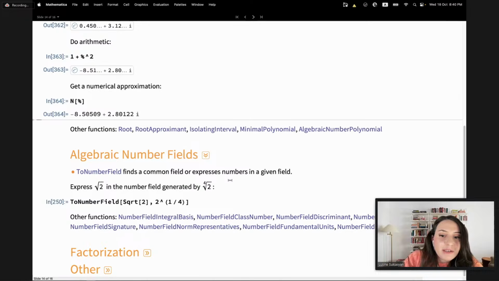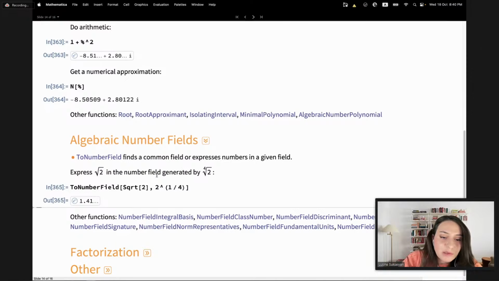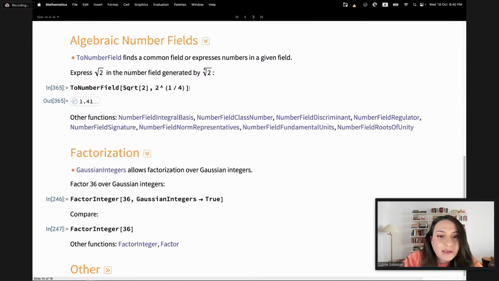So the algebraic number field, what is it? For example, one of the functions here is to number field, which finds a common field or expresses numbers in a given field. For example, we can do this. We can express square root of 2 in the number field generated by this number. The other functions are number field integral basis, number field class number, and the others.